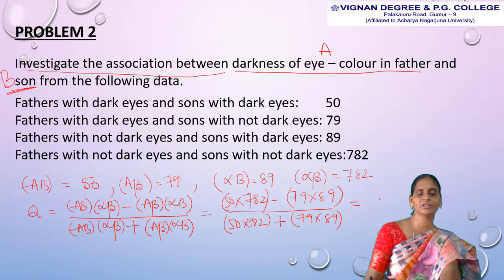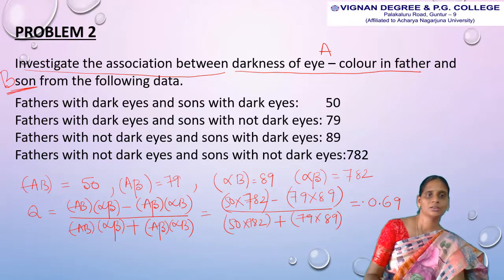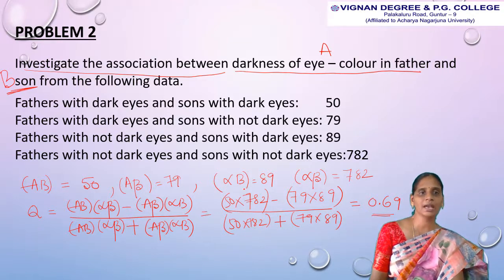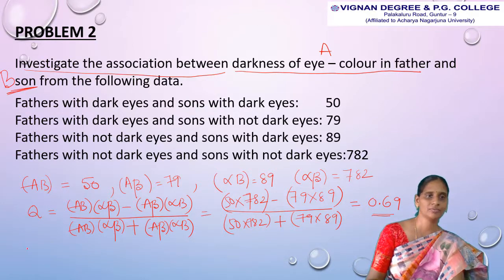After the simplification of this expression, we get 0.69. So the value of Q is 0.69. This means there is a fairly high degree of positive association, since this is a positive value. So a high degree of positive association between the attributes A and B, that is, darkness of eye color in father and son.